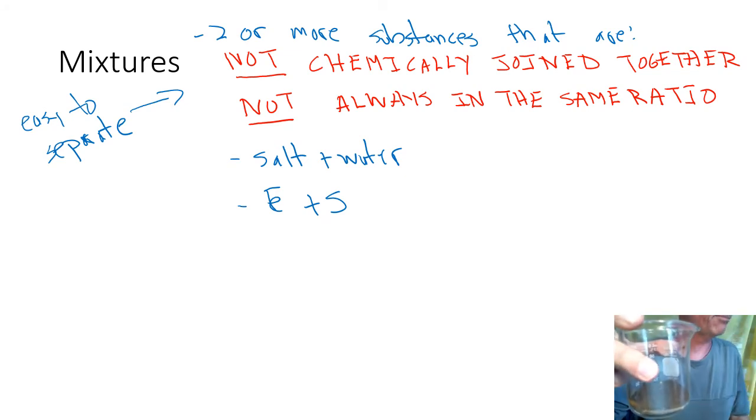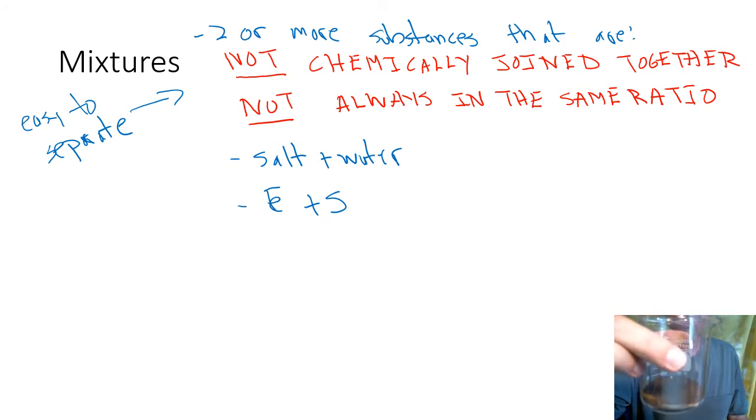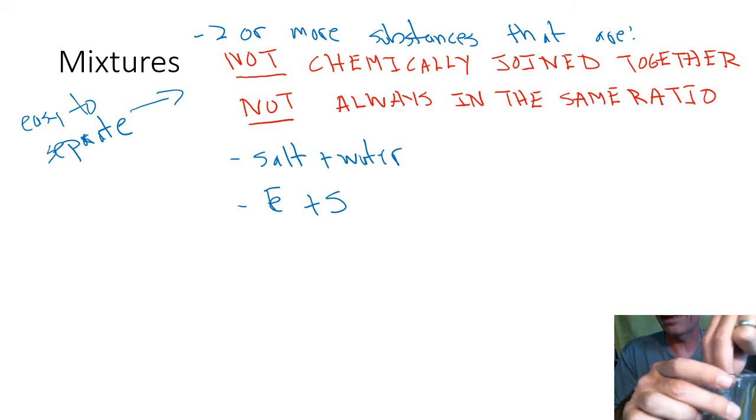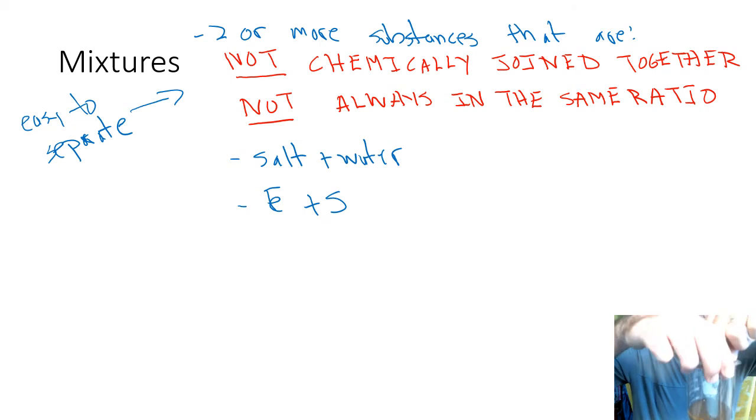Now, one way I know it's a mixture is I can separate it. Is there a way to separate iron and sulfur? One way you can do it is you can use a magnet. All right, so I'm going to get a magnet, and this is getting a little hard to show you on the camera.